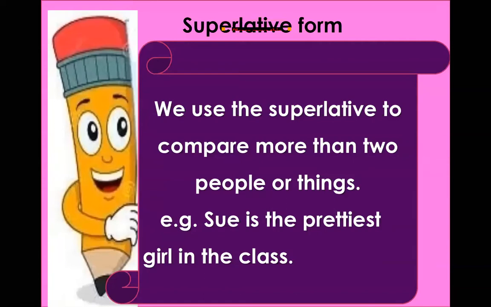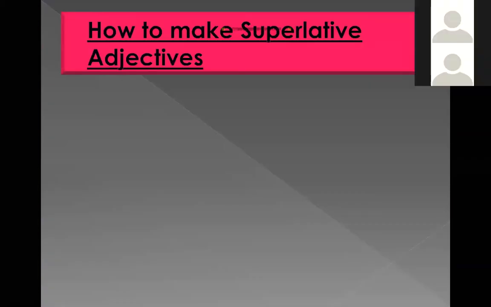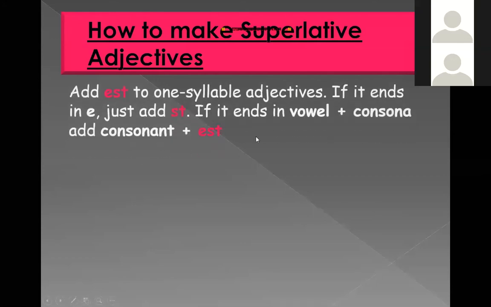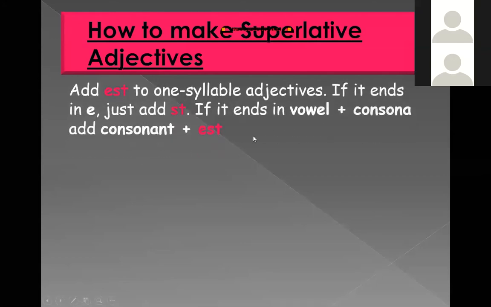We use the superlative to compare more than two people or two things. Example: Sue is the prettiest girl in the class. How can we form the superlative? By adding the and est at the end. How can we make the comparative or superlative adjectives? By adding est to the adjective, and the.